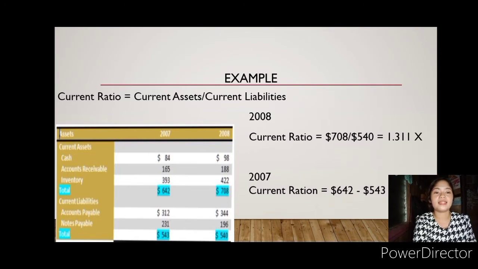In the balance sheet, you can see the highlighted numbers. Those are the ones you use for the calculation for 2008. The calculation would be, in 2008, current ratio is equal to $708 divided by $540 is equal to 1.311 times.